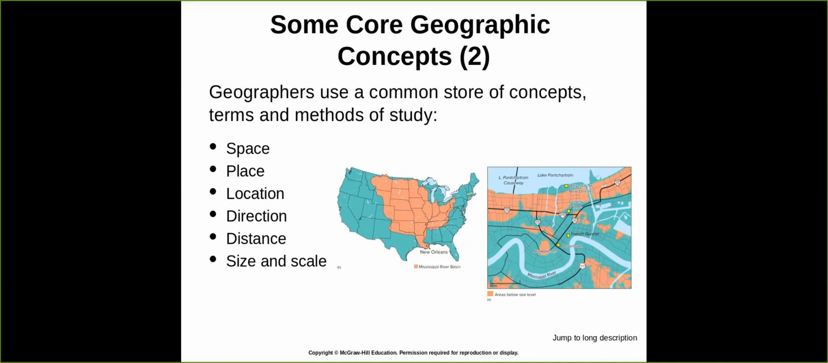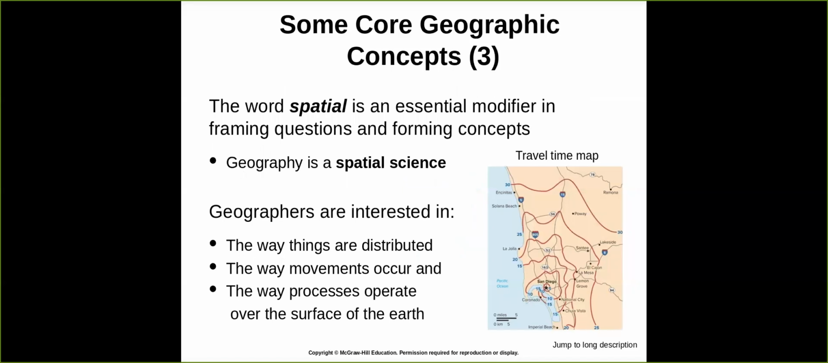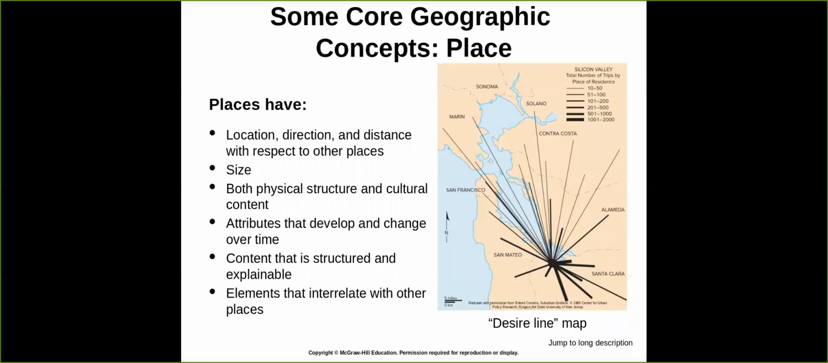You'll notice that place and location are listed there as separate. We'll get into why that is the case. They are different things. They are related, but they are different. So again, geography is a spatial science, and we are interested then in how things are distributed, whether those are physical systems or human systems, how movements might occur between those systems or within those systems, and how the processes operate over the surface of the earth.